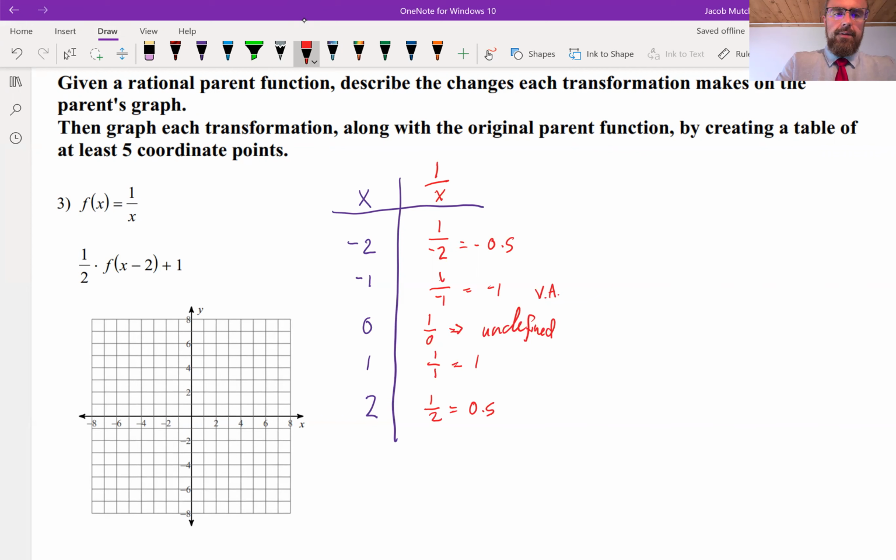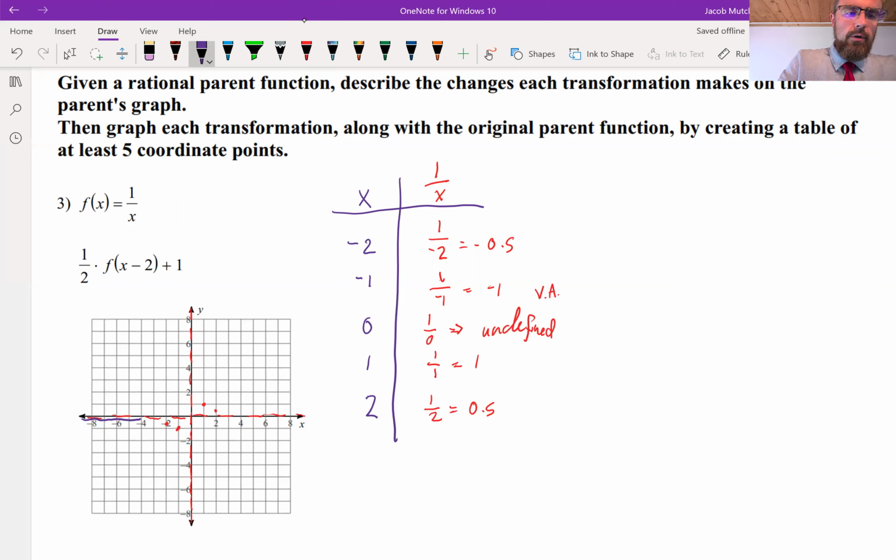So we'll graph this parent rational function. Definitely we've got a vertical asymptote at the y-axis. We also have a horizontal asymptote, and its default position is at the x-axis. And then I'll graph these 5 points. So -2 is at -1/2, -1 is -1, +1 is +1, +2 is +1/2. And I'm going to sketch that parent function.